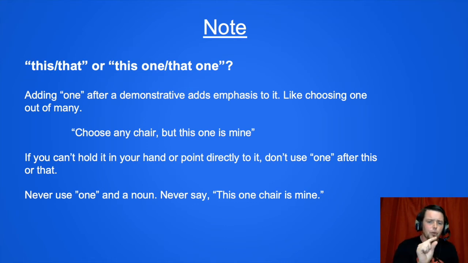We also, little note at the bottom, never use one and the noun. For example, this one chair is mine. You'll never hear that because here we have two nouns, one and chair, and they're the same thing. And also, we're not going to use one before the noun that it describes. So another reason to be careful when you say it. It's okay, I hear it a lot, but be careful that you are adding emphasis to something.